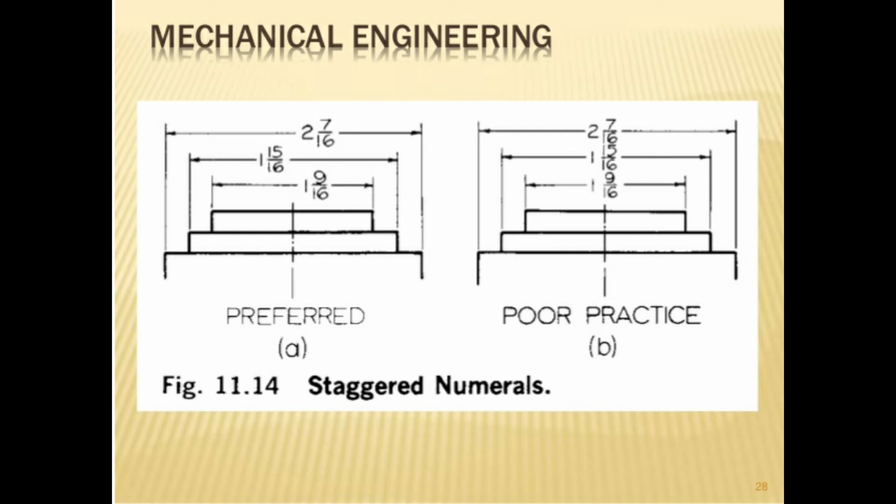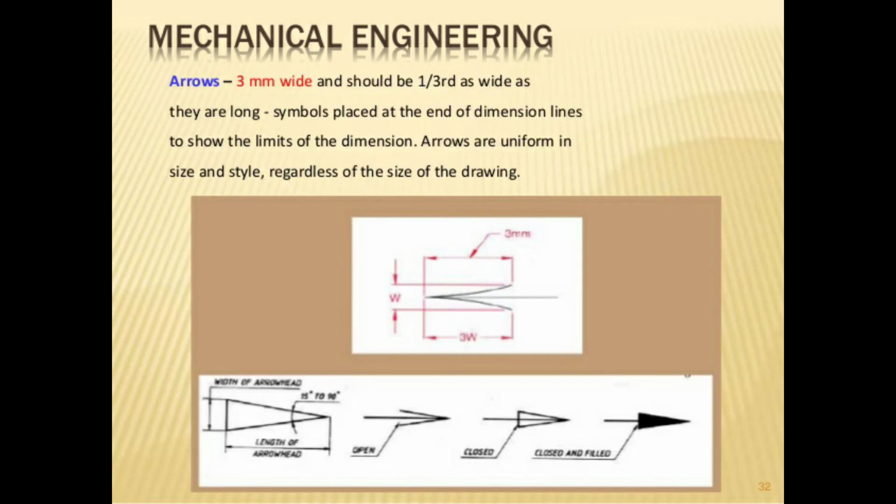Then this is staggered form. If we have to draw the dimensions of three portions continuous in the same order, then we put the dimensions in staggered form, not in a continuous form. Otherwise they will go coincident, or some of the time the dimension will become too short. Hence it is not a good practice of drawing the dimensions.